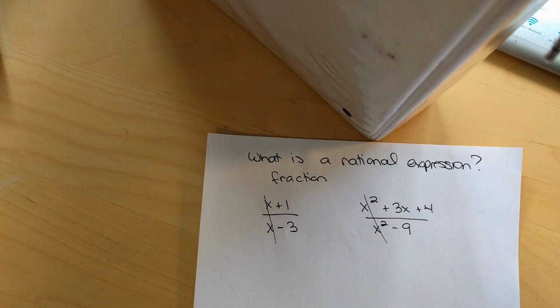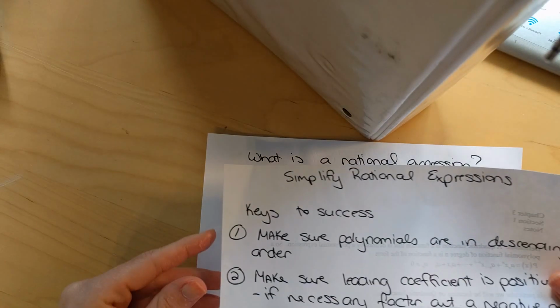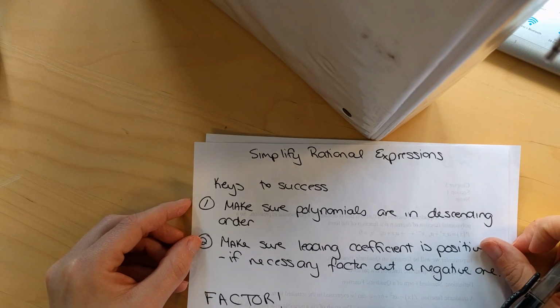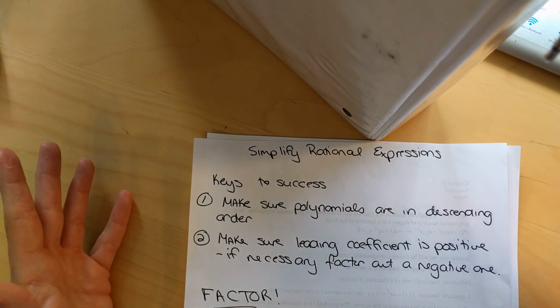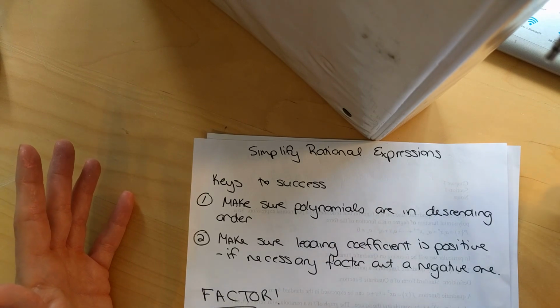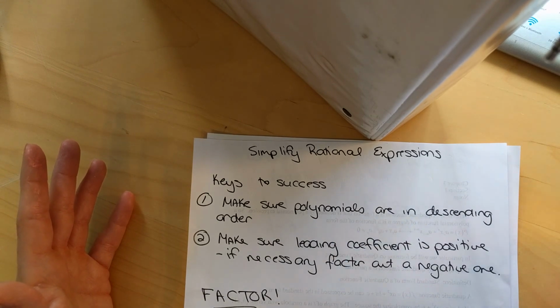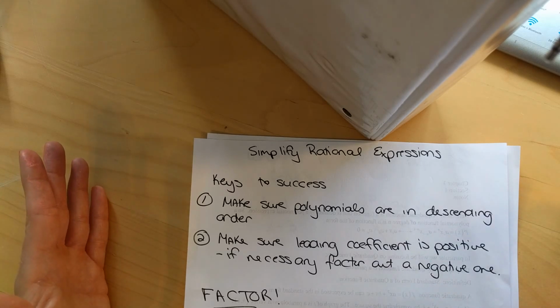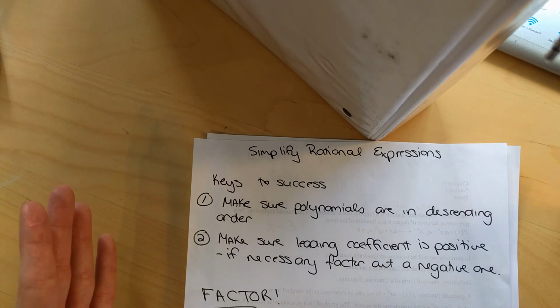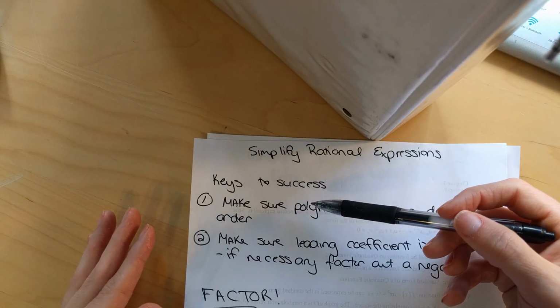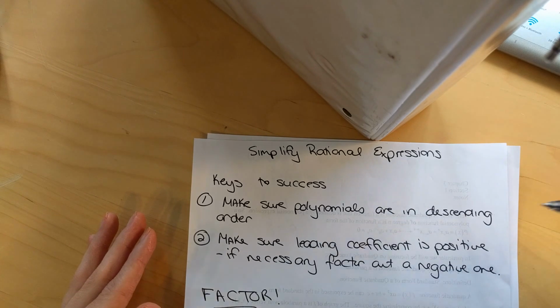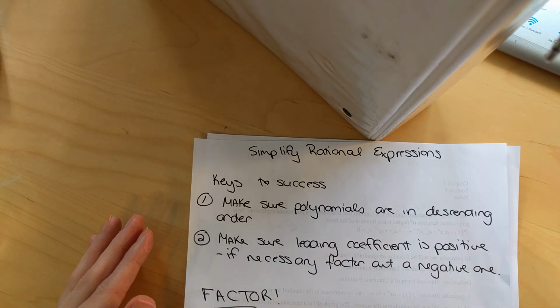So before we get into that, let's lay out some keys to success. When simplifying rational expressions, the keys to success are to first make sure your polynomials in both the numerator and the denominator are in descending order. So descending order, again, that means starting with the highest powered exponent and decreasing by 1 or 2 each the way down. So it should be the highest powered exponent, then the next highest, and so on and so forth, until you get down to your constant term.